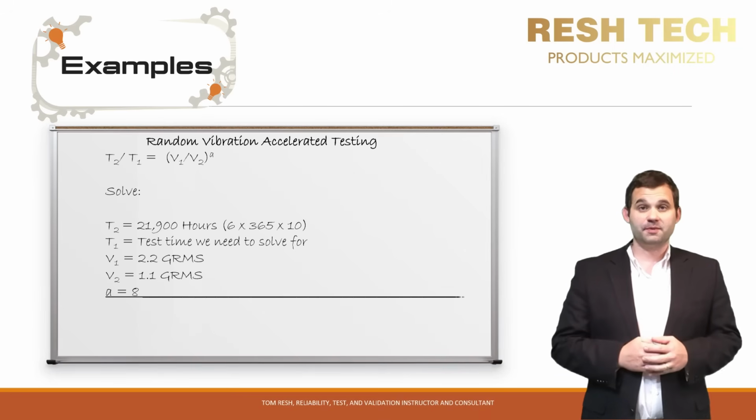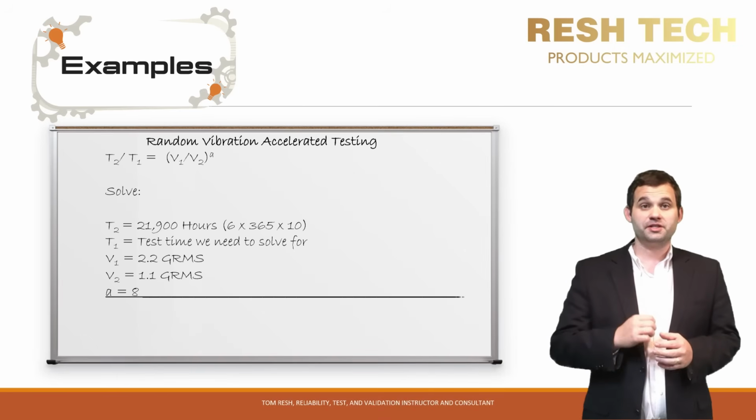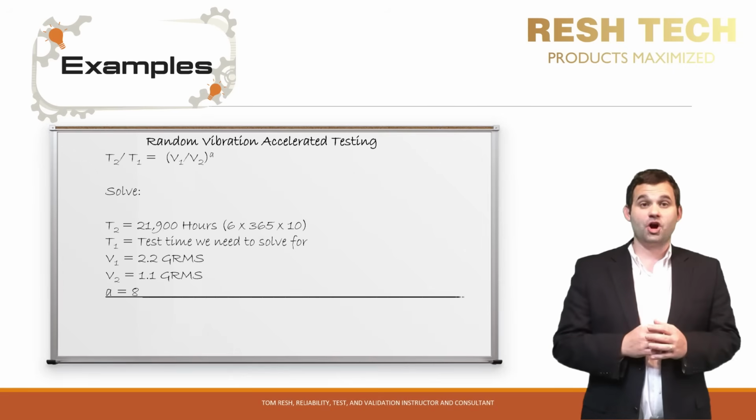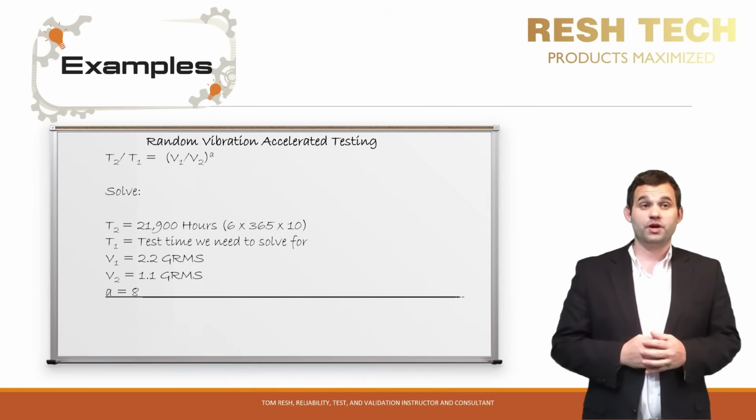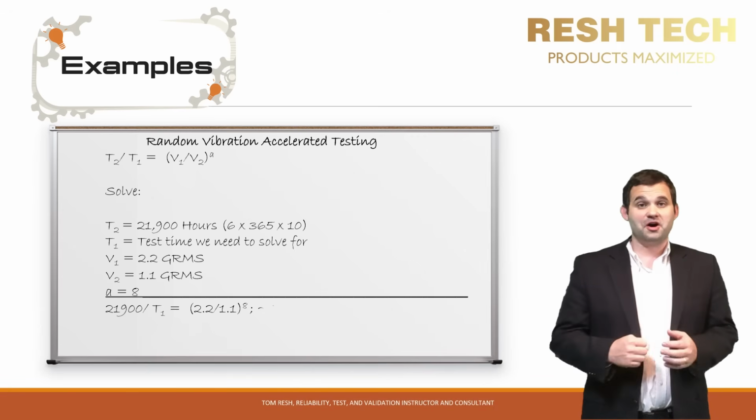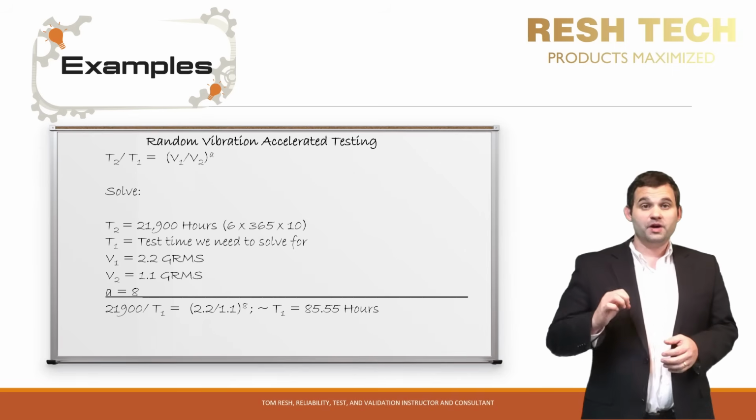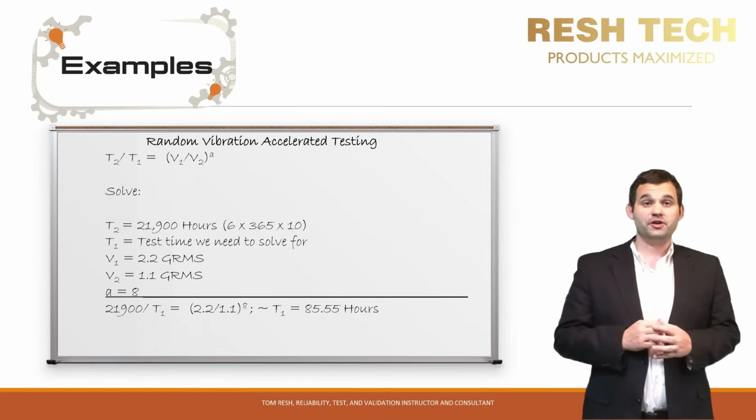Again, like I talked about a few times earlier, this value is something you need to determine for the materials you are testing. 8 is just an arbitrary value that I'm using in this example to show you how the equation works, so keep that in mind. Alright, let's go ahead and plug all this stuff in. We come up with a test time of 85.55 hours for our T1 value.